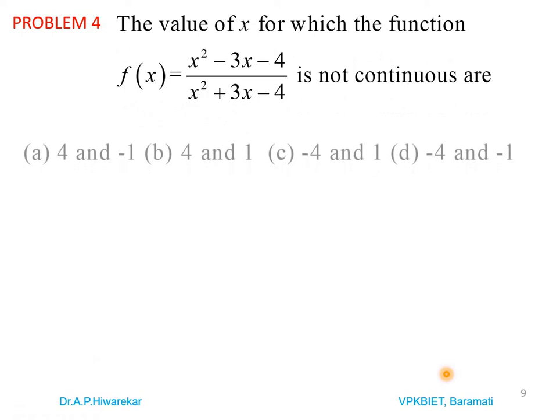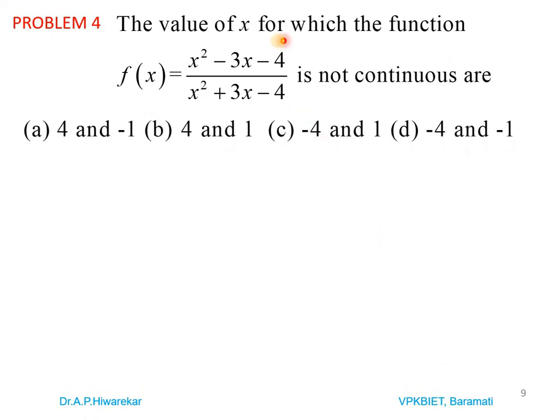So we go to the next problem. The values of x for which the function (x square minus 3x plus 4) divided by (x square plus 3x minus 4) is not continuous are the values of x. The options are 4 and minus 1, 4 and 1, minus 4 and 1, 4 and minus 4 and minus 1.